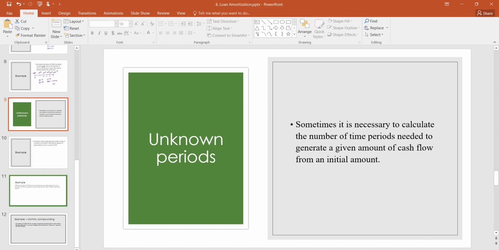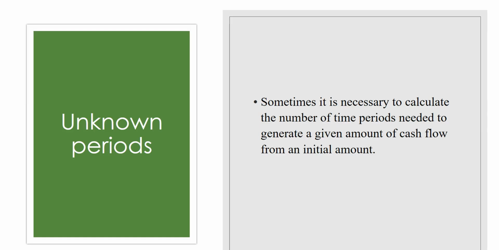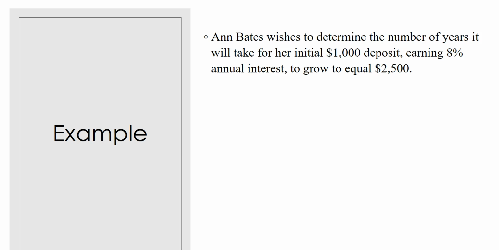Sometimes we need to calculate the amount of time it takes for something to happen. So we need to solve for N instead of one of the other functions. Ann wants to determine the number of years it will take for her initial $1,000 deposit earning 8% interest to grow to $2,500.